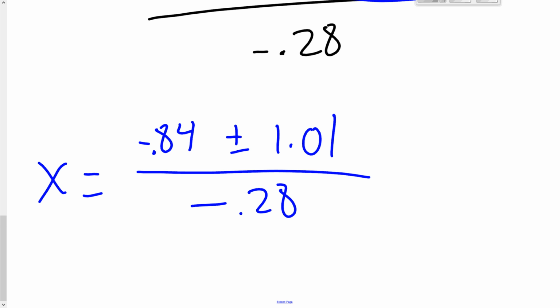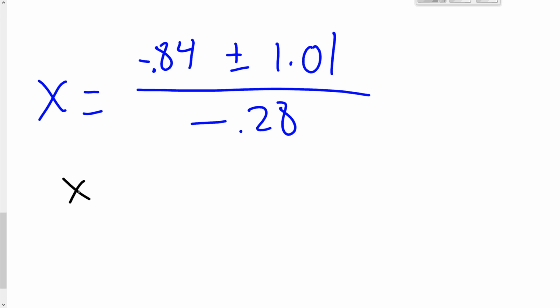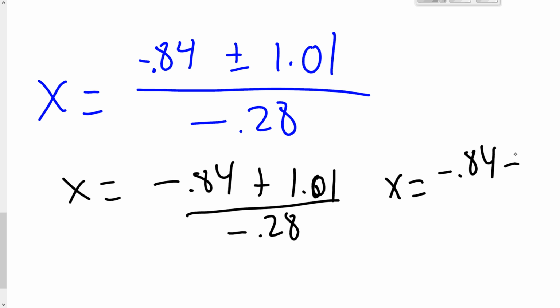So now I have two equations. I have x is equal to negative 0.84 plus 1.01, all over negative 0.28, and then I have x is equal to negative 0.84 minus 1.01, all over negative 0.28. So you could do these both and see which one's negative and throw that negative answer out, and then just take the positive.